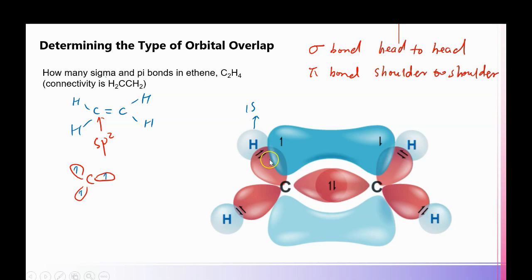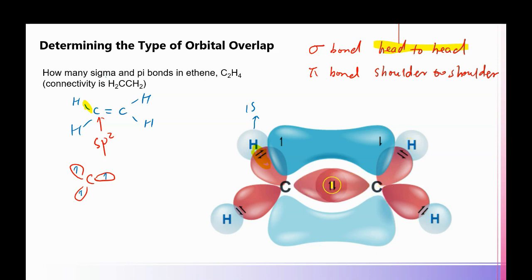So this region here, let me go back and highlight this to show you this overlapping is the same thing as a bond here. That's the head-to-head overlapping. That's a sigma bond. Of course, it's the same thing for the other three carbon-hydrogen bonds, because this is also sp2 hybridized.